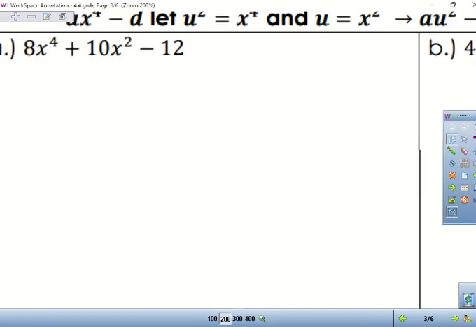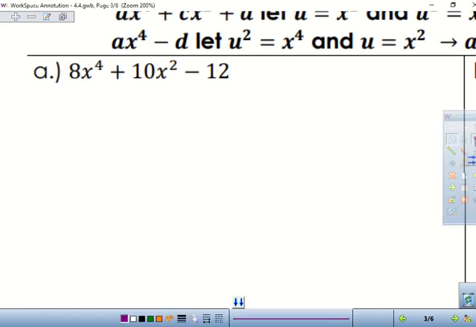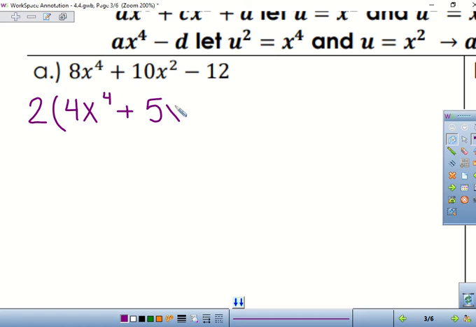So, before you go to use U substitution, step one is you want to first factor out any possible GCFs. So do we have a GCF here? And it's 2. So we're going to start by factoring out a 2. So that's going to leave me with 4x to the 4th plus 5x squared minus 6. So you're going to get to this stage. Now what you're going to notice is we have x to the 4th degree. How did you get to that stage? I factored out a 2.